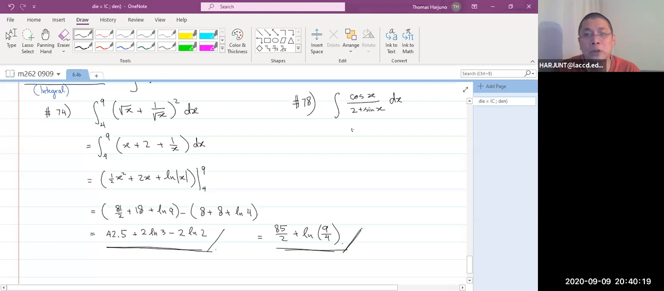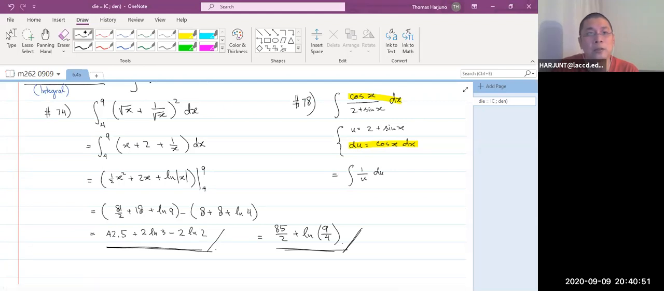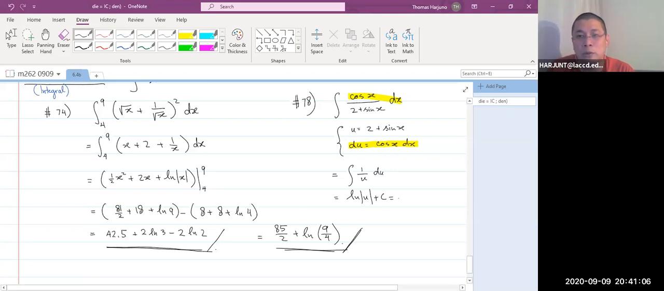Here we will do u-sub, right? u equals 2 plus sine x. So the derivative is cosine x dx, which then the integral becomes 1 over u du. Then the integral of that is natural log of absolute value of u plus constant. Don't forget, every time you're done with your indefinite integral, you need to put the plus constant right away. And then I substitute the u back. That's natural log of 2 plus sine x plus c.